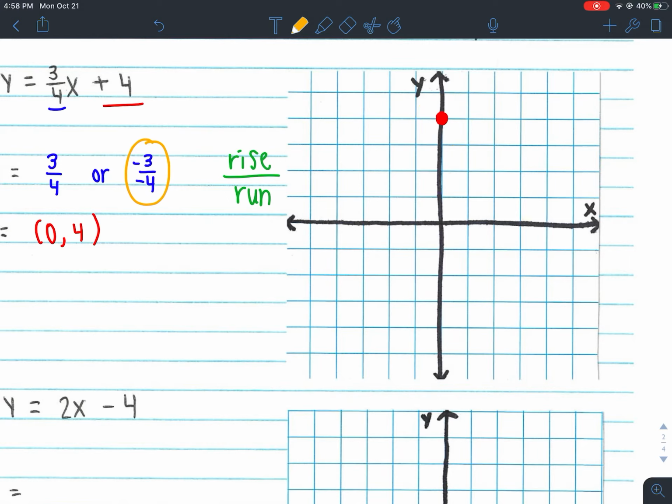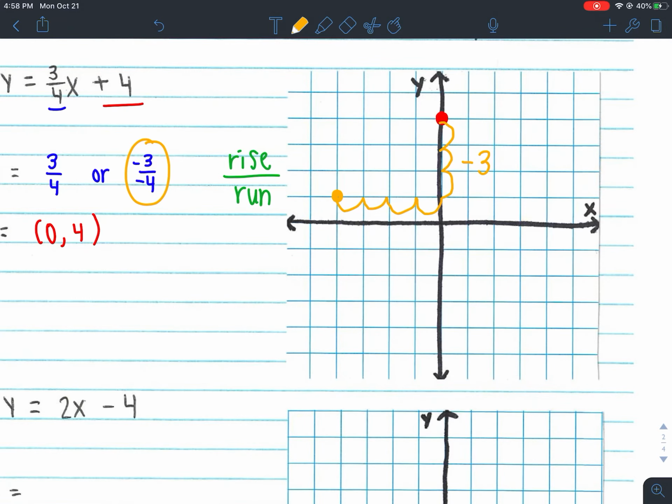So I still want to start at the point 0, 4, but now for my rise, I'm going to go down 3 because it says negative 3. So I'm going to go down 3, so minus 3, right? And I know it's down because it's negative. And then it says negative 4 for my run. If it's negative, I'm going to the left because those are where the negatives are. So you go 1, 2, 3, 4. And then you plot a point.